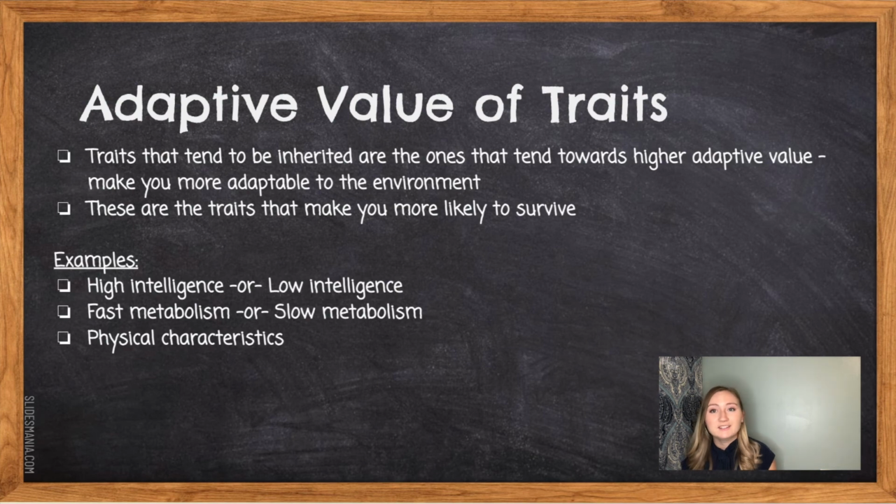Some examples of this: high intelligence versus low intelligence. High intelligence, you're going to survive better because you can think faster. You can think on your feet a little more. Fast metabolism versus slow metabolism. Now this one's tricky. You would think it would be fast metabolism, but in actuality, slower metabolism, not super slow, will actually allow you to survive longer because you can go longer without eating.